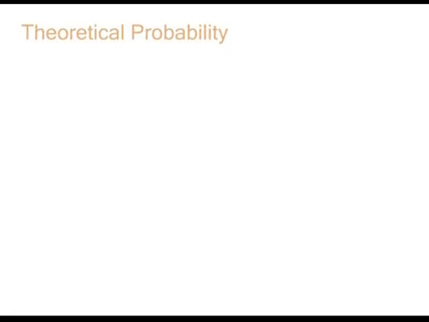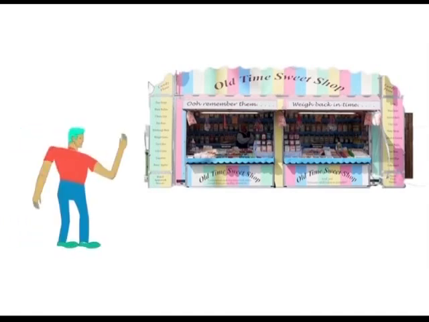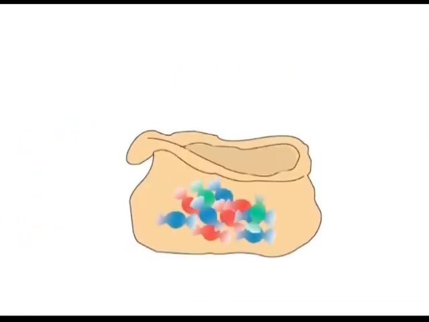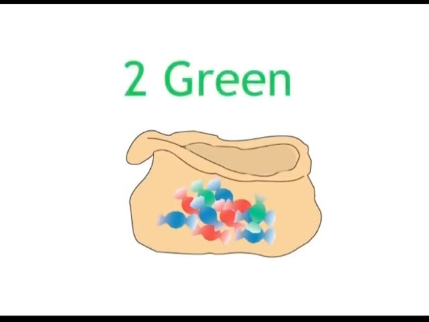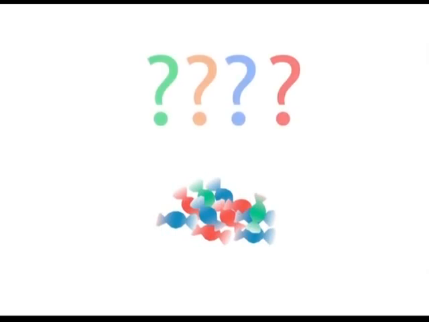Theoretical probability is the probability of an event based only on expectations rather than experiments. I went to a shop and bought a packet of sweets. In the packet, there were 4 red sweets, 5 blue sweets, and 2 green sweets. Now I pick one sweet from the packet, only one. What is the probability of picking a green sweet?